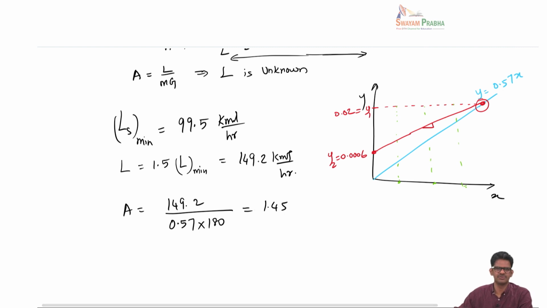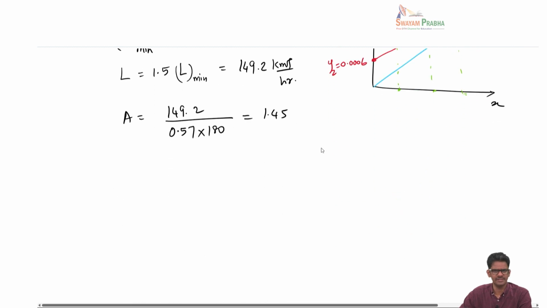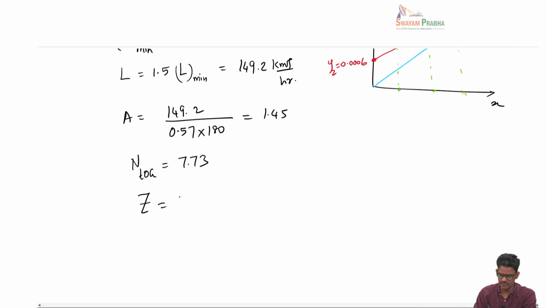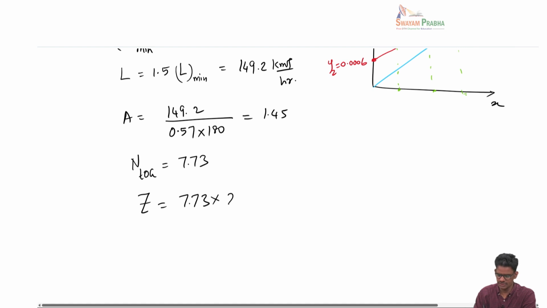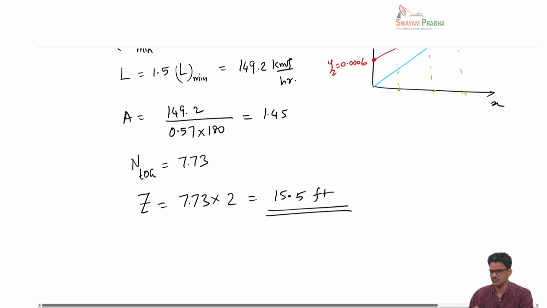Then it's straightforward substitution. So you're going to go back to this equation, substitute for A, y1, y2 we know. Anyway, this m x2 term is 0, and the remaining thing is a mere substitution, and then you will see this NTOG that you get is 7.73. Now our Z is equal to 7.73 times HTOG, which is 2. So you'll get something like 15.5 feet. So this is the height of the column.